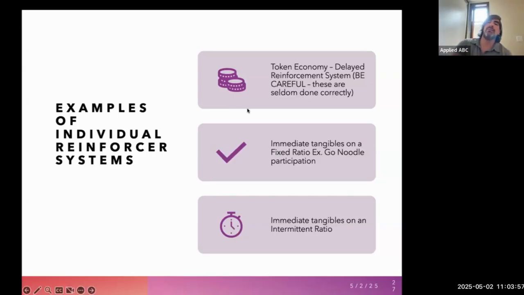Immediate tangibles on a fixed ratio. That's what I just described in a more jargony way. And then immediate tangibles on an intermittent ratio. So you can also do a thing where if you work for a certain period of time and you're getting consistent work out of them, then it has less to do with the number of successes and more to do with, okay, you sustained that effort. This is usually for something like staying in your seat, where it can be times like, okay, good, you've been in your seat for 1 minute, 3 minutes, 5 minutes, 10 minutes. Hitting that success results in the reinforcer.